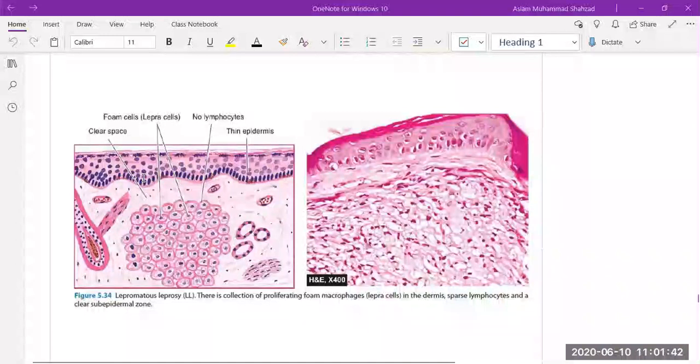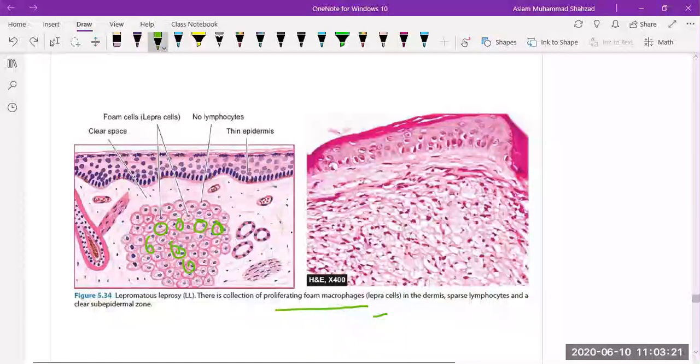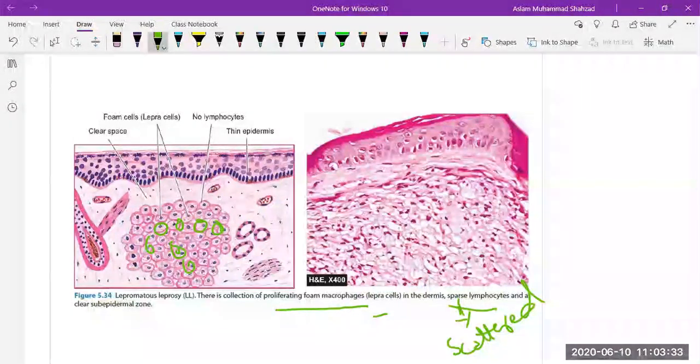This is a picture of the microscopic characteristics, showing how the lepra cells form. These round structures seen here are the foam cells, known as lepra cells, which will be profound. The main characteristic is a collection of proliferating foamy macrophages, the lepra cells. Then we have sparse lymphocytes, which means scattered lymphocytes. And we have a clear subepidermal zone because the lymphocytes are scattered.